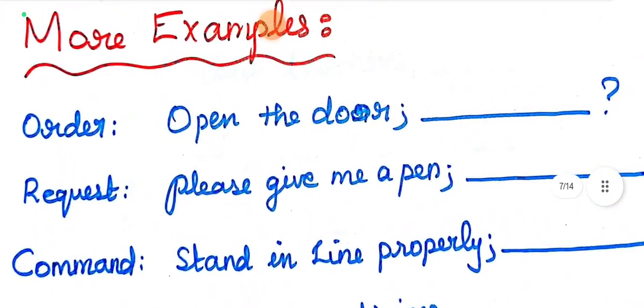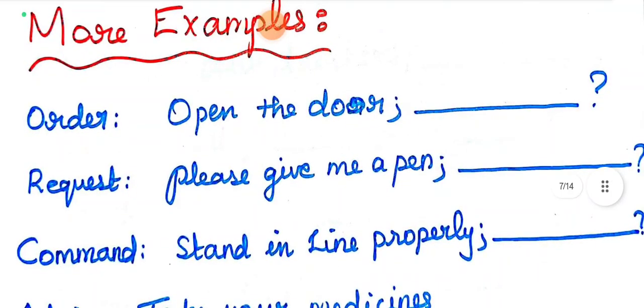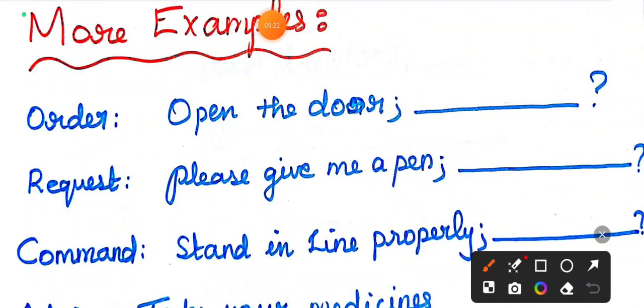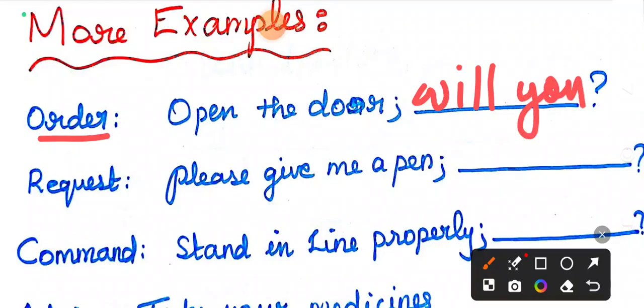Example, order. Open the door. Can you feel it? Open the door. It's an order. So this is an imperative sentence. We must use will you. That's all.